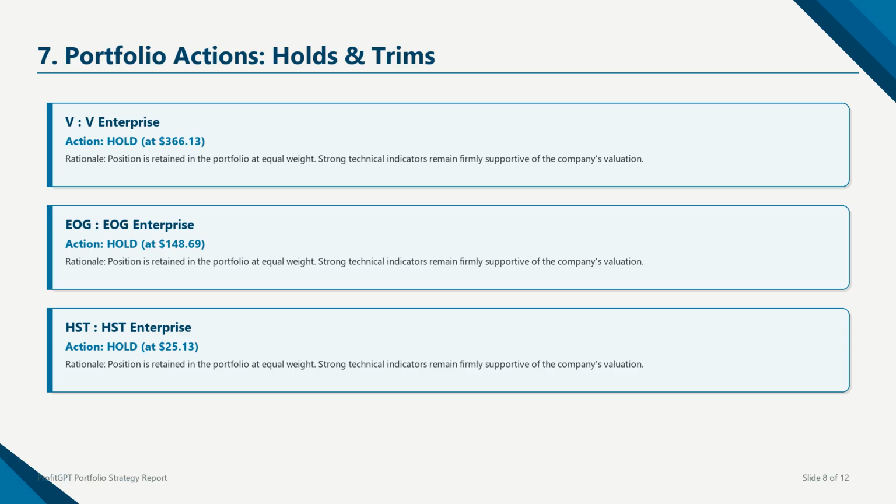For our current holds and trims, we maintain our core high-conviction positions in V, EOG, HSD. These companies show robust industry tailwinds, and their technical trends remain strongly supportive of their current valuations. By maintaining these positions, we minimize portfolio turnover and transaction friction, in line with our target rules. We hold these names equal-weighted to capture their ongoing uptrend while avoiding overconcentration. Our trend score filters confirm that these stocks maintain strong support above their key 50-day and 200-day moving averages, indicating that their primary upward trends are intact.